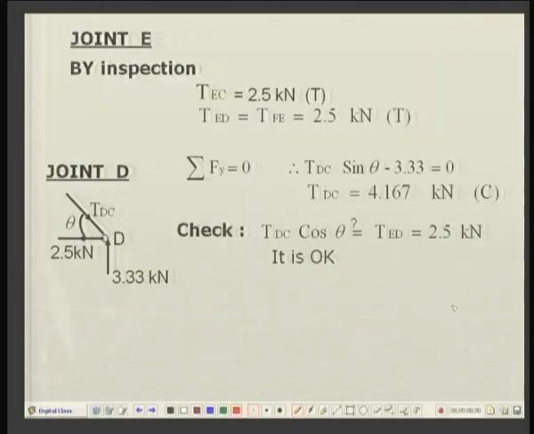Is TDC cosine theta, that is the vertical component of TDC, which we have found out to be 4.167, equal to this horizontal component, which is equal to the TED, which we have already found out here? And it is indeed so. So, it is 2.5 kilonewtons. So, it means our analysis was perfectly okay. So, this was the method of joints.